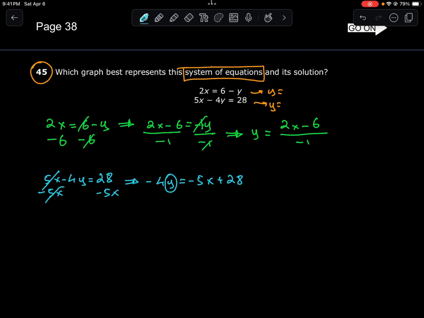Okay, I'm not there yet. This needs to be by itself. Again, properties of equalities, but now I'm going to do division or multiplication depending on what I need to do. I have negative 4 times y, so I'm going to divide both sides, and I will get y by itself, and on the right negative 5x plus 28 over negative 4. I'm going to leave it like that, and now I will be able to graph it. Okay, let me get it set.